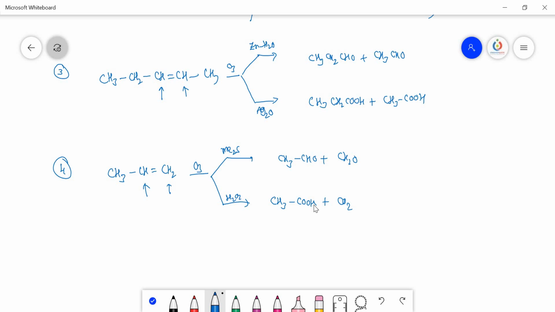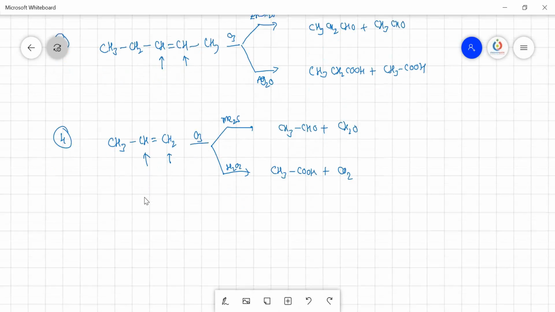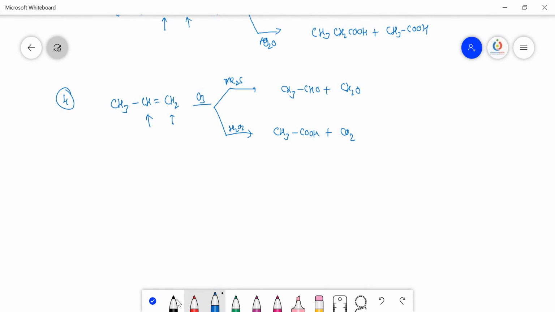If one hydrogen is there, COOH. If two hydrogens are there, directly carbon dioxide only. I'll write down one more reaction.